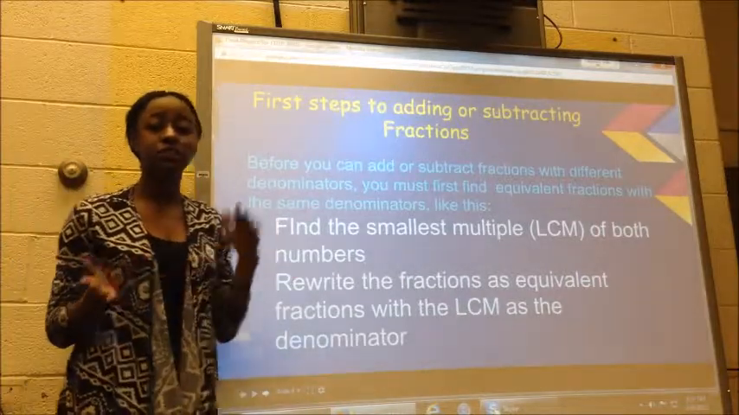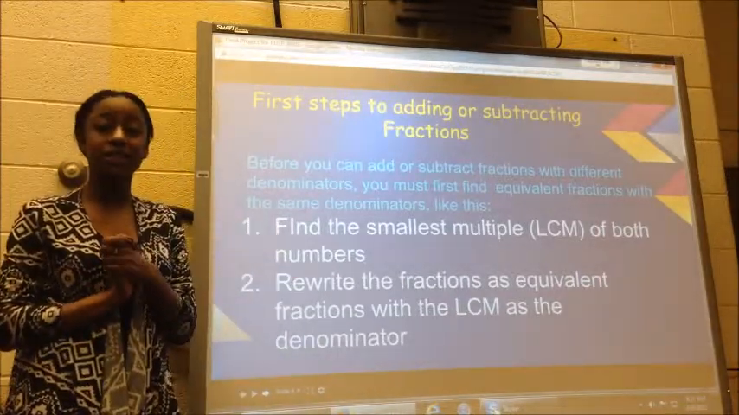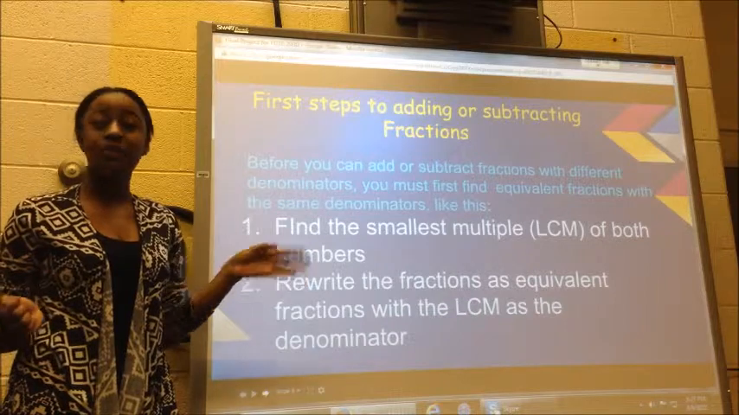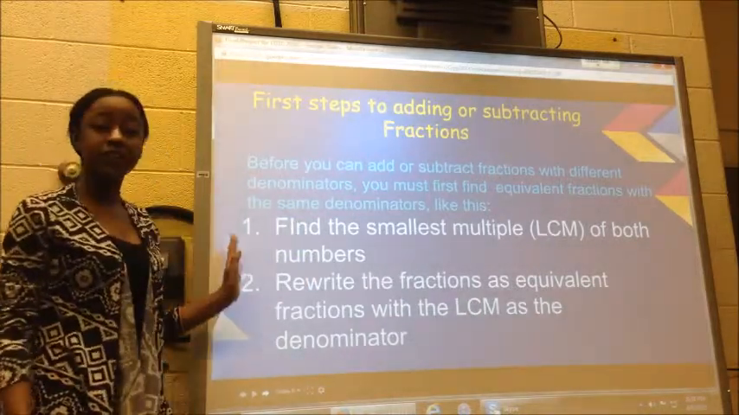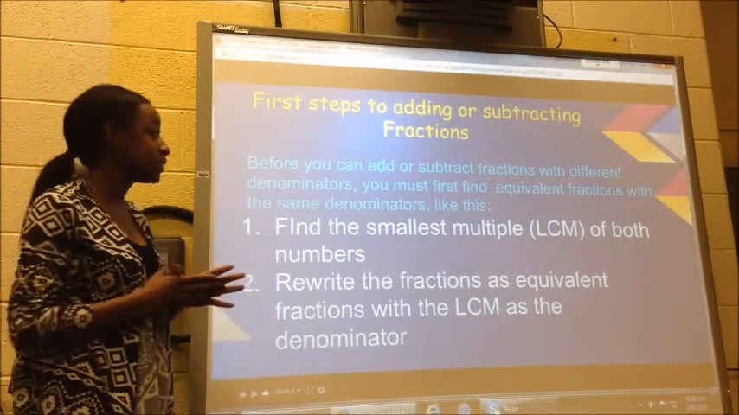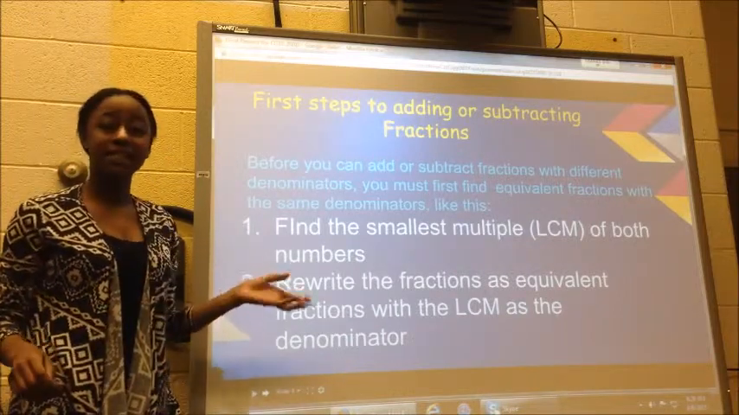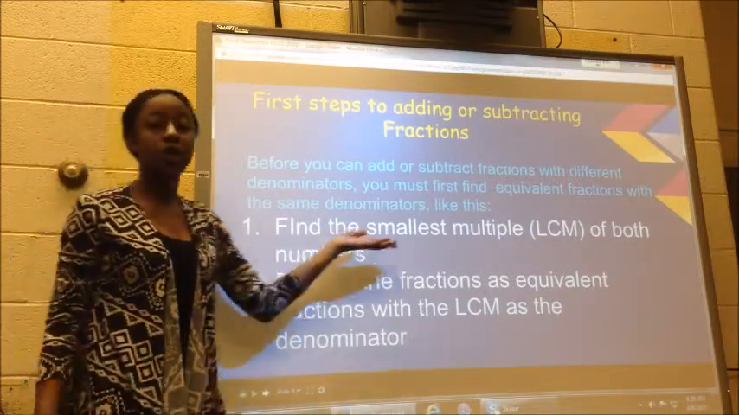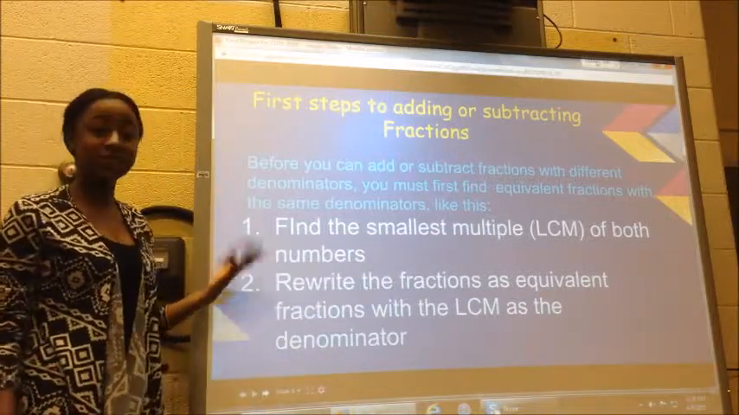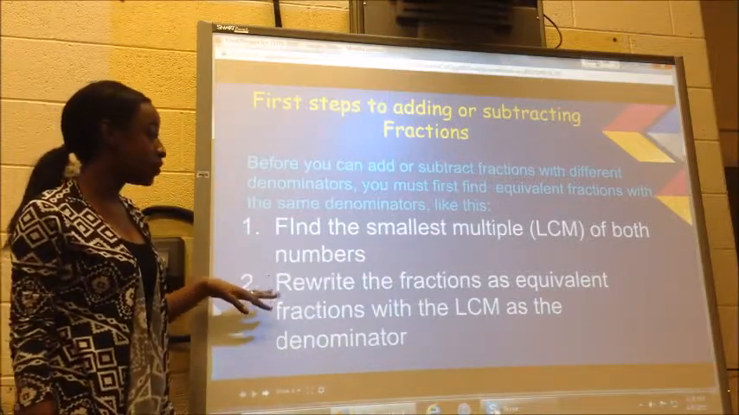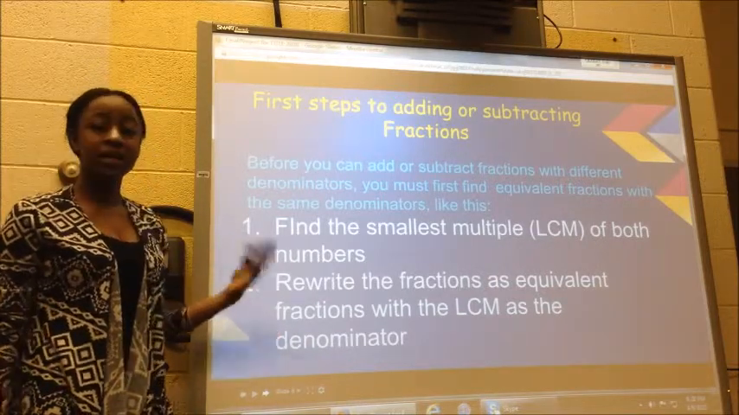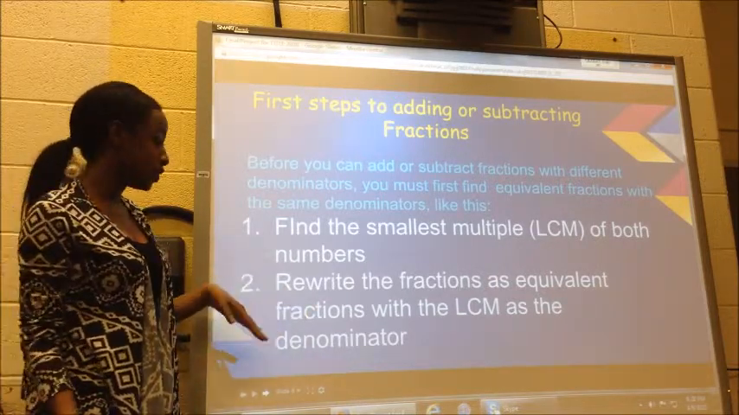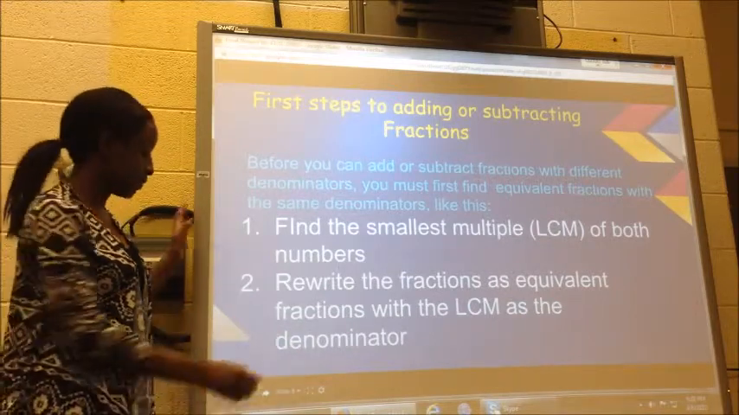Before we can add or subtract fractions, it's important to let the denominators be the same, or else you cannot add or subtract them. So, the first step to getting the denominators to be the same is to find the least common multiple, or the smallest multiple. Then after you do that, you want to rewrite the fractions as equivalent fractions, with the LCM, least common multiple, as the denominator.